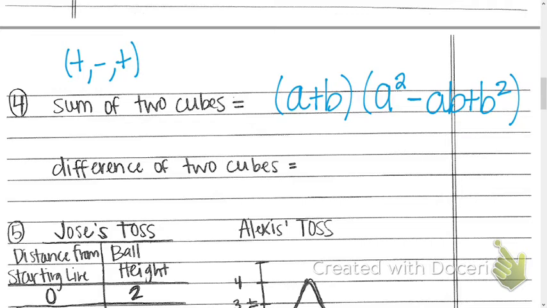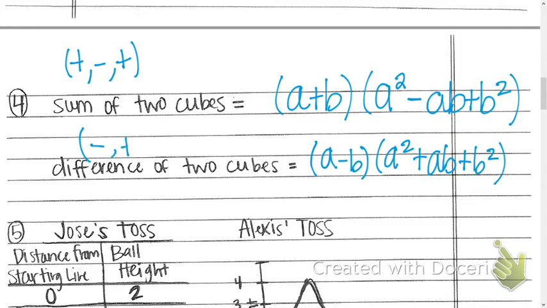For the difference, what's the word difference mean in math? Subtract. So you have an A minus B. And then you have an A squared plus AB plus a B squared. So the signs to remember here are negative, plus, plus. Or minus, plus, plus. I don't understand how these work. These are just formulas you have to know.